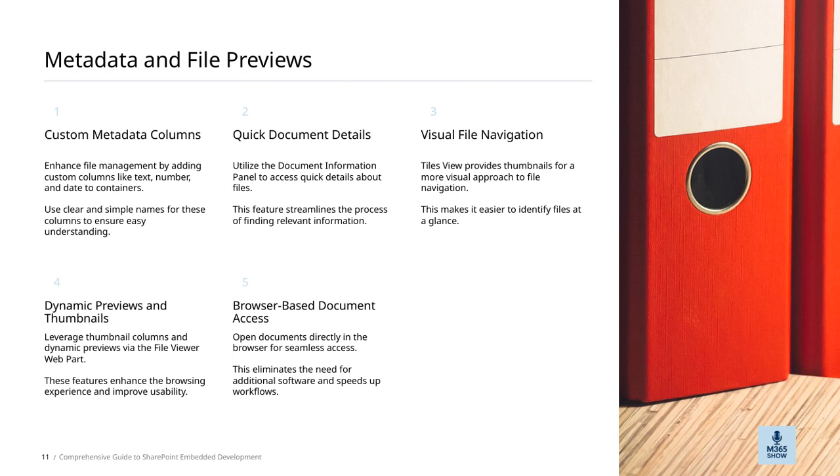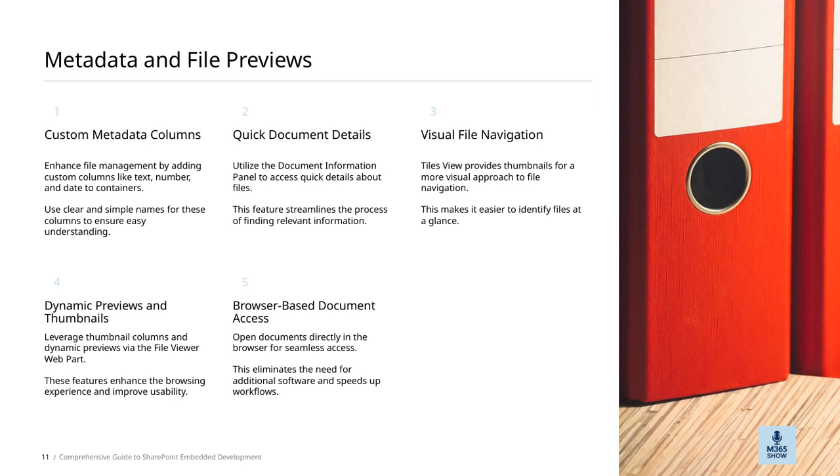Moving on, the Tiles view offers a more visual approach to navigating files by displaying thumbnails. This makes it much easier to identify specific files at a glance, saving time and reducing confusion. Another handy feature is the Document Information panel. It allows us to access quick details about each file, like metadata or status, without having to open the document itself, streamlining our ability to find relevant information quickly.